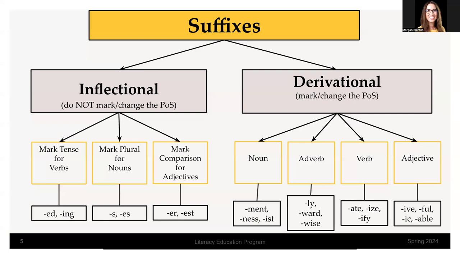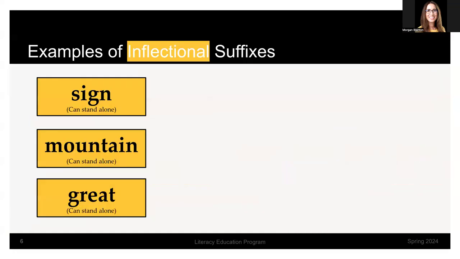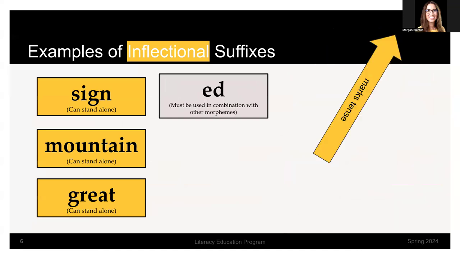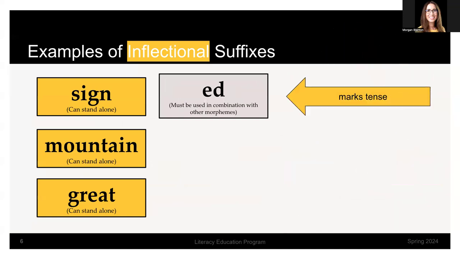And then for adjectives, when you add ic or ive, ful, ish, or able to the end of a word, it is now a describing word. It's now an adjective. So we're going to look at a few more examples of what that might look like in words. We're going to start with the inflectional suffixes. Again, these do not change the part of speech, but it does indicate maybe a tense shift.